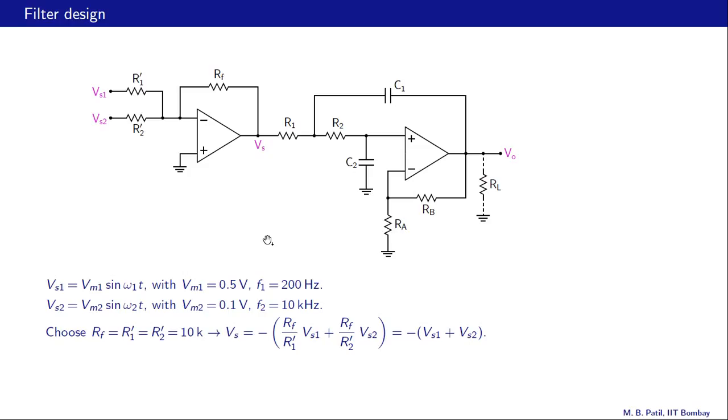Let us come to the second part now, in which we want to perform a time domain simulation with an input voltage which is a sum of two sinusoids, Vm1 sin omega 1t, Vm2 sin omega 2t. The first one has an amplitude of 0.5 volts and frequency 200 Hz. The second has an amplitude of 0.1 volts and frequency 10 kilohertz. So we need to construct this op amp summer first and then apply two input voltages here and then drive the filter, this circuit. Alright.